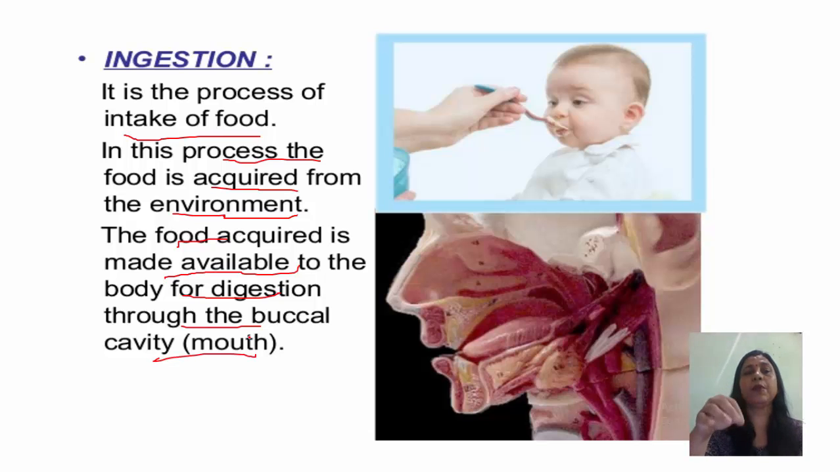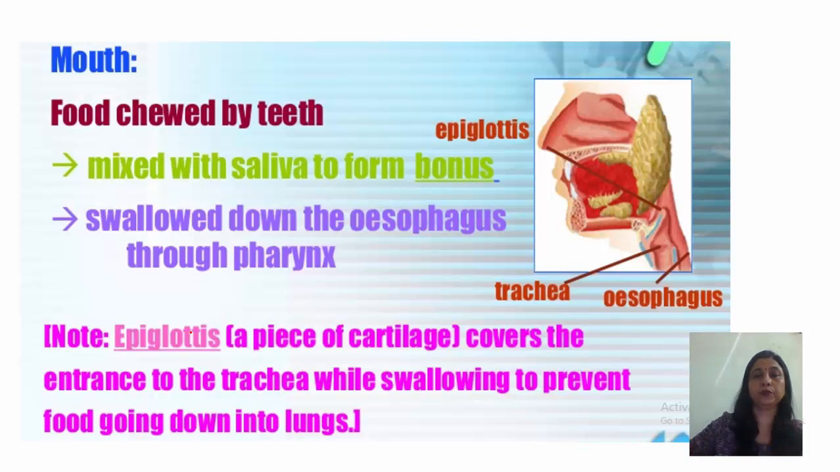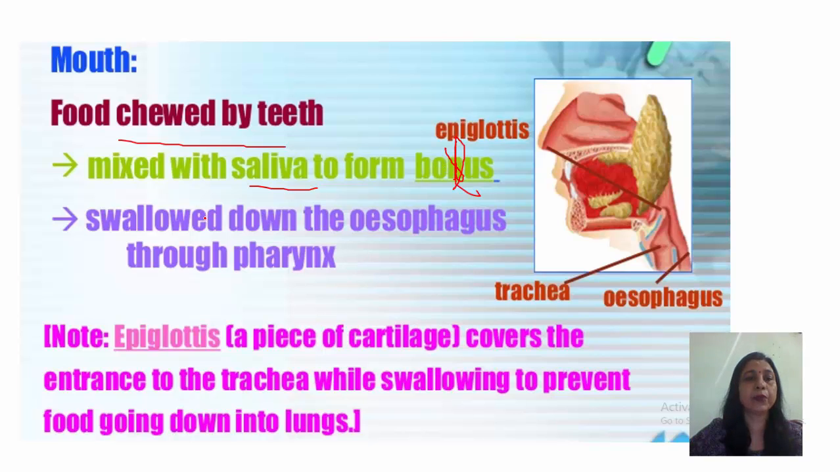The food acquired is made available to the body for digestion through the buccal cavity. That means the first step, ingestion, is the intake of food. We take the food with the help of our hands and put it into the mouth. Now in the mouth, the food is chewed by the teeth, and when the food is kept in the mouth, some watery substance comes into our mouth, that is the saliva, which is secreted by 2 glands which are present in our mouth, that are salivary glands, and the food is mixed with saliva to form bolus. This is not bonus, this is bolus, this is L.